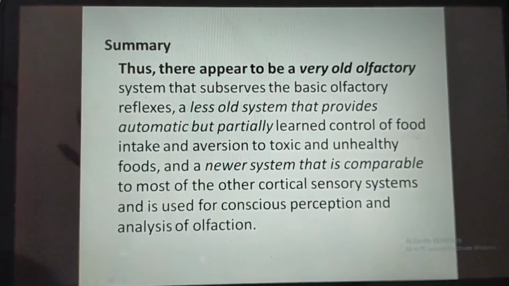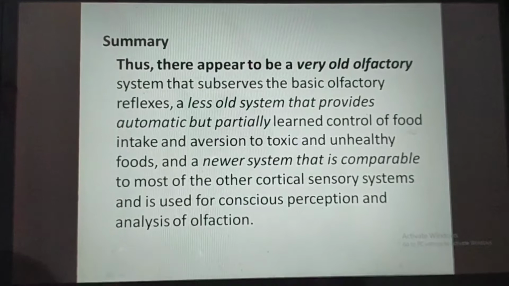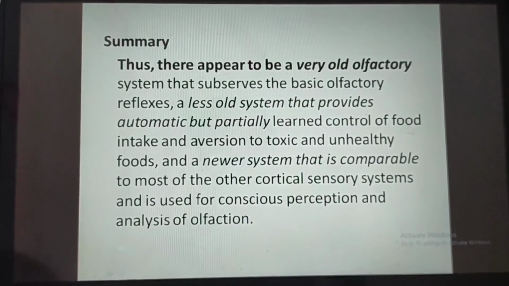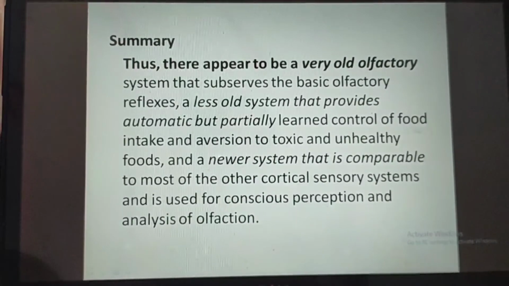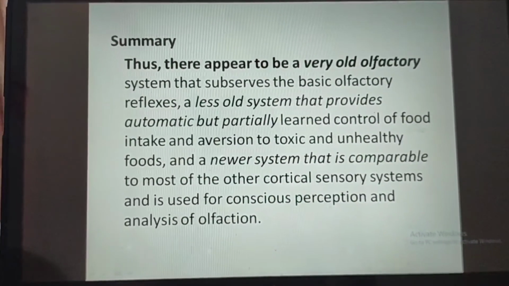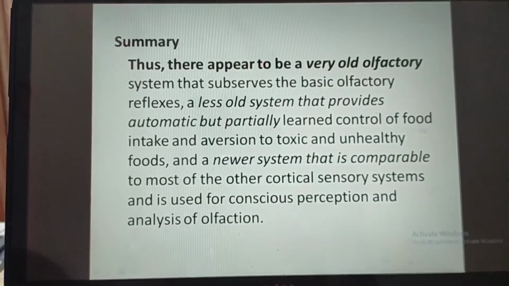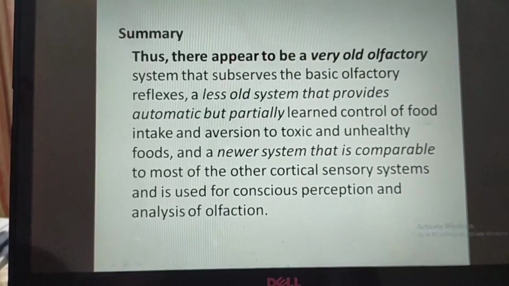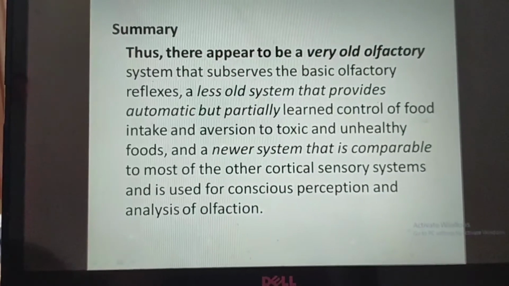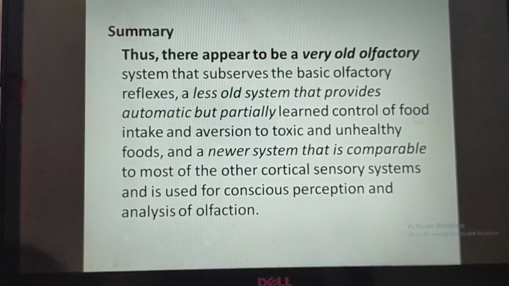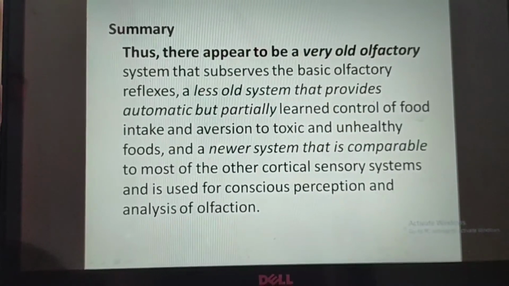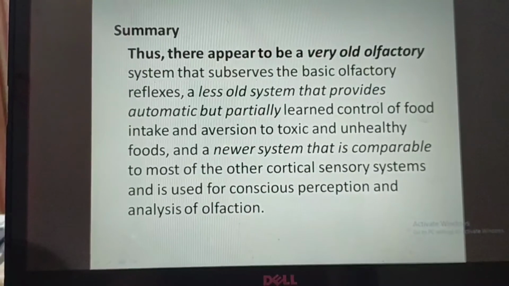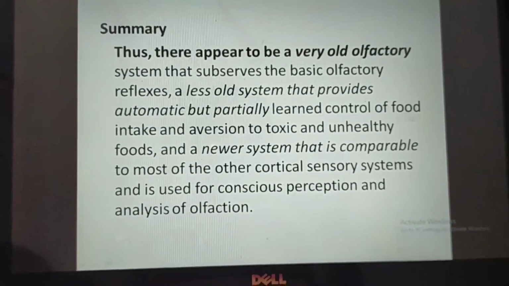So now we summarize all the things that we have learned. So this is how there appears to be a very old olfactory system that subserves the basic olfactory reflexes, a less old system that provides automatic but partially learned control of food intake and aversion of toxic and unhealthy foods, and a newer system that is comparable to most of the other cortical sensory systems and is used for conscious perception and analysis of olfaction.